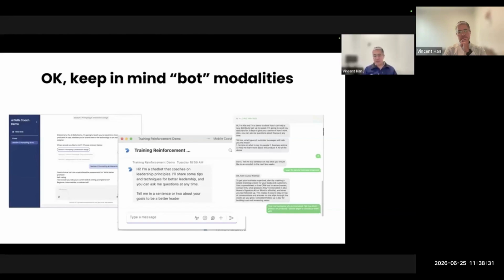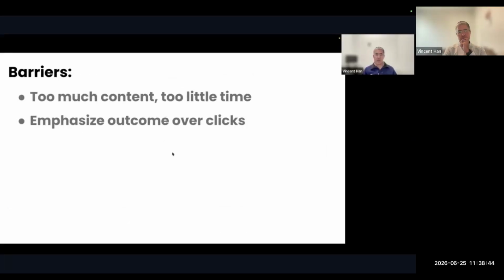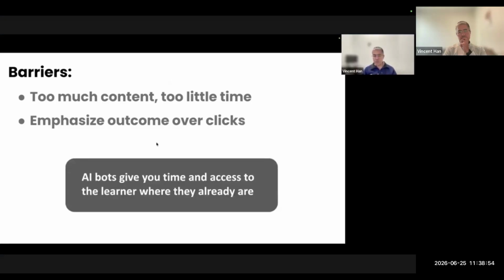And that can be a game changer in terms of implementing AI to really help people develop in the workplace. So I just wanted to remind you of that capability as we look at how AI can solve these learning barriers. So we talked about the barriers of too much content, too little time, emphasizing outcome over clicks, or that should actually be emphasizing clicks over outcome.